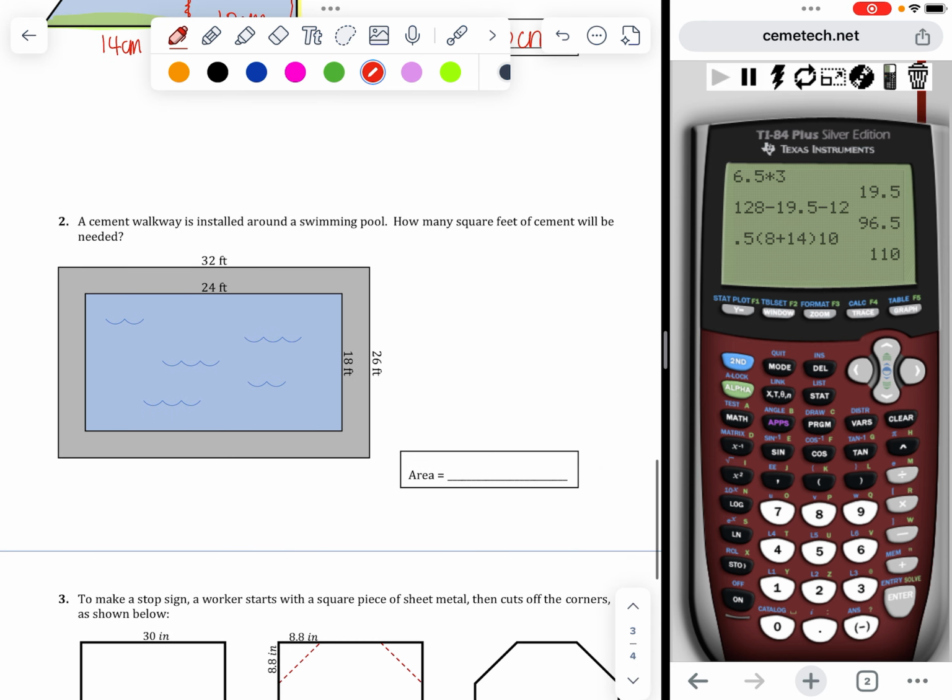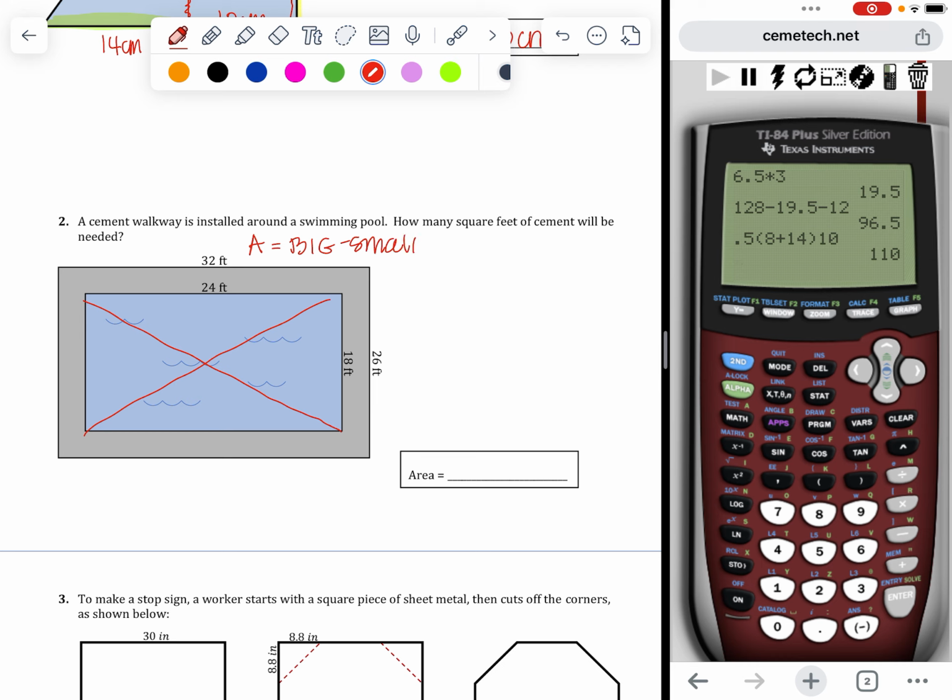All right, let's try another one. This one says a cement walkway is installed surrounding a swimming pool. How many square feet will be needed? So the way I look at this is that I'm going to find the area of the whole entire thing because that's one giant rectangle, but then I need to get rid of this pool right here. All right, that'll give me the walkway. All right, so I'm going to do big rectangle minus small rectangle. So that's my plan. Area equals big minus small.